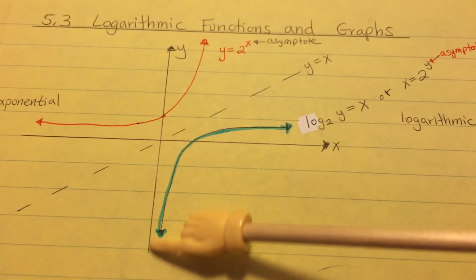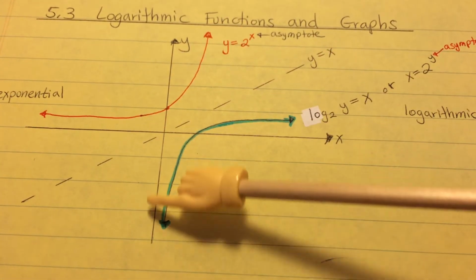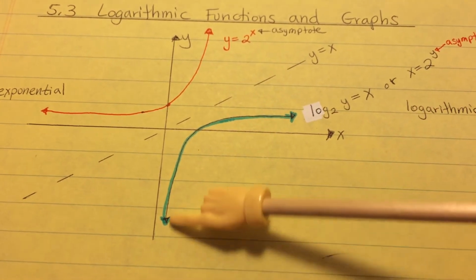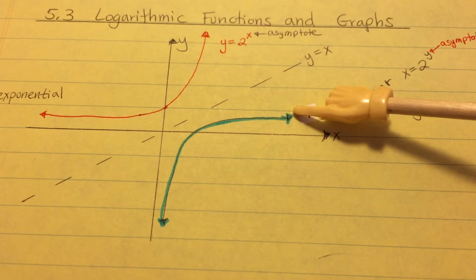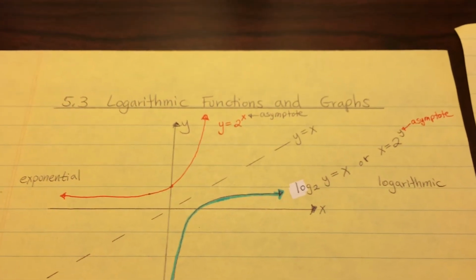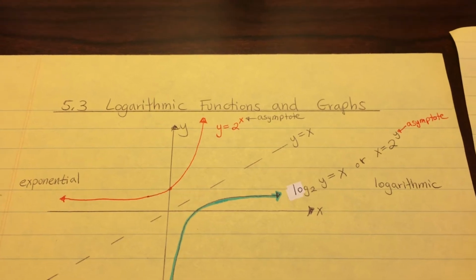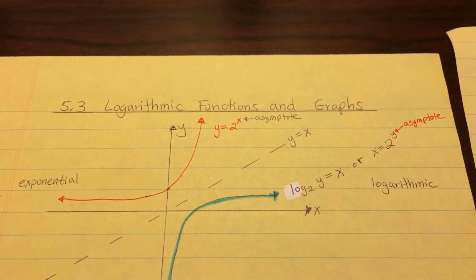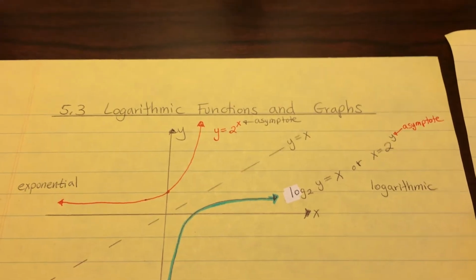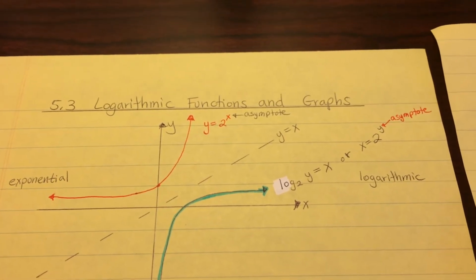So this graph right here, this is the y-axis. This graph will never touch or cross over the y-axis. It's going to get really, really close to that. Okay? So those are some details about the logarithmic and the difference between that and the exponential. So we're going to do some algebraically, meaning that we're going to switch variables and things like that. So let's work with that one first.